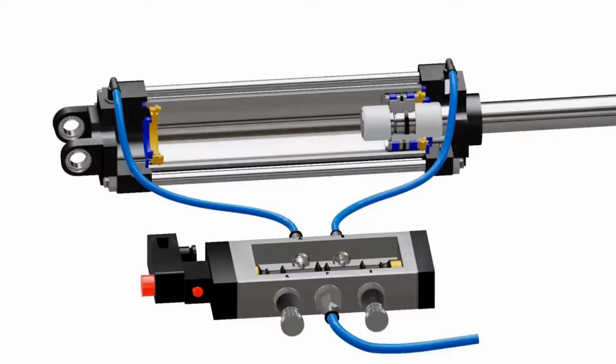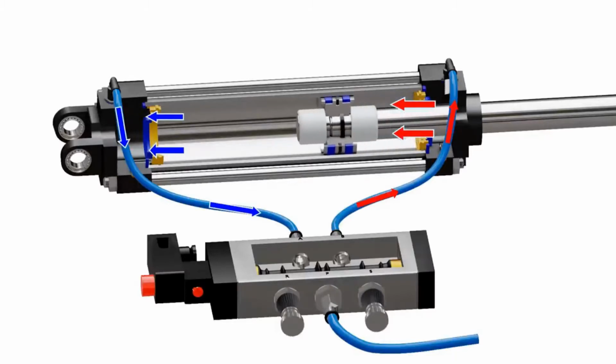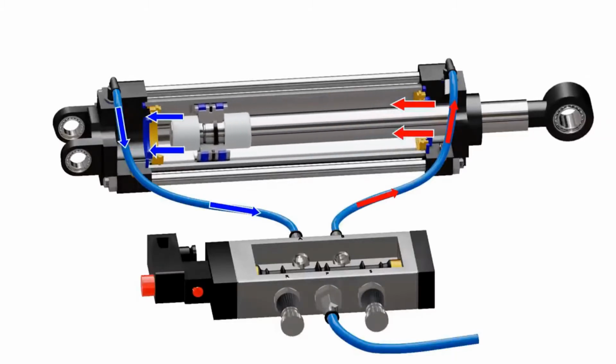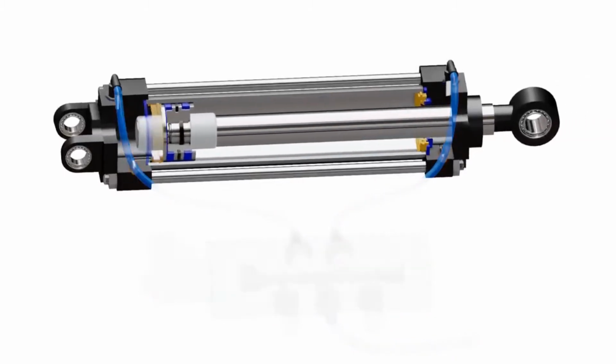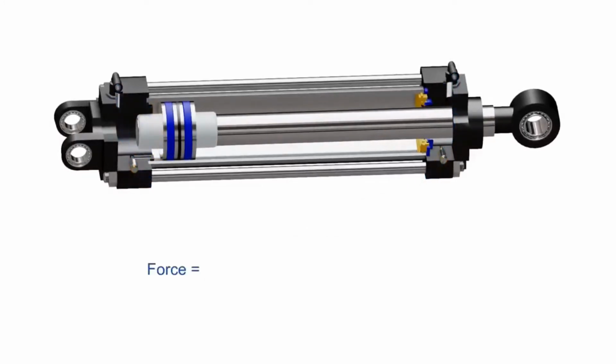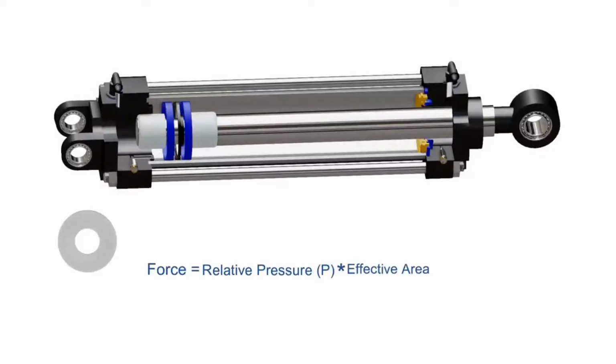During the retraction stroke, the valve directs compressed air to the head end of cylinder. This causes the piston to return and air on the other chamber escapes from the exhaust port R. The theoretical force of actuator is the relative pressure on the piston multiplied by effective area of piston on which pressure is exerted. Here, the relative pressure is pressure of supplied air minus the atmospheric pressure.